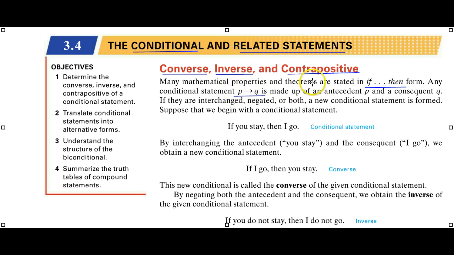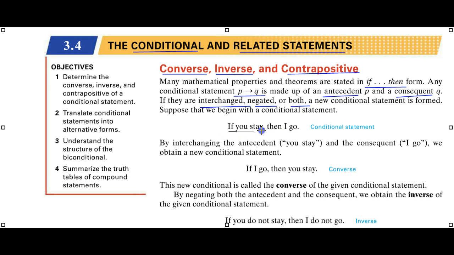again, the first part of it is the antecedent, and the second part is the consequent. And P and Q are the letters assigned. Now, if they are interchanged, negated, or both, a new conditional statement is formed. And we can just follow along with what is mentioned here.